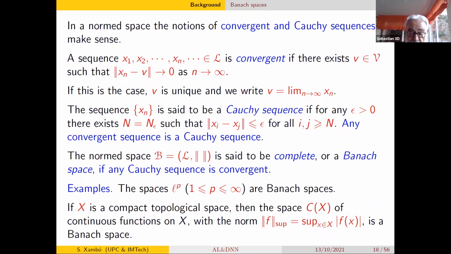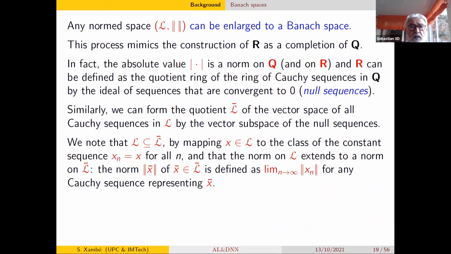the Banach space of continuous functions on a compact space. Well, a key point is that any normed space, L with a norm, can be enlarged to a Banach space. Well, this process should be familiar if you remember the construction of the real numbers as a completion of the rational numbers.